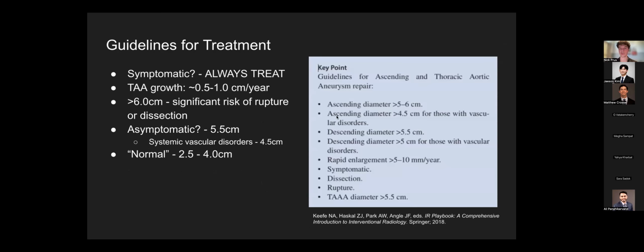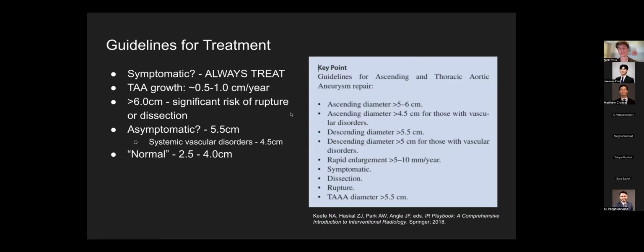These are some of the guidelines for treatment. So the right side of the screen, I took a screenshot straight from the IR playbook. I wanted to mention some of the more high yield points. So if a patient is symptomatic, you always want to treat them. If the aneurysm grows at approximately a rate of half to around 1 centimeter a year, that means that the aneurysm is growing quite rapidly, and that also requires immediate evaluation, also likely a repair. If an aneurysm grows to over 6 centimeters, then it's at a significant risk of rupture or dissection.